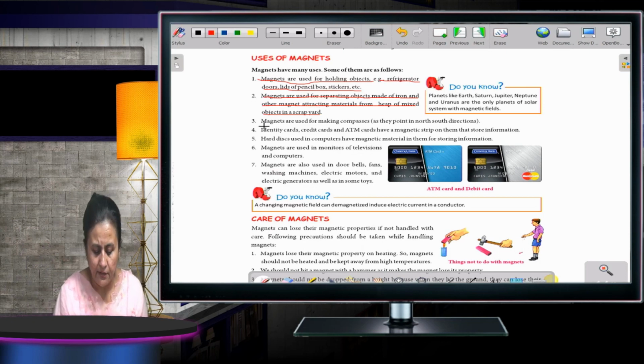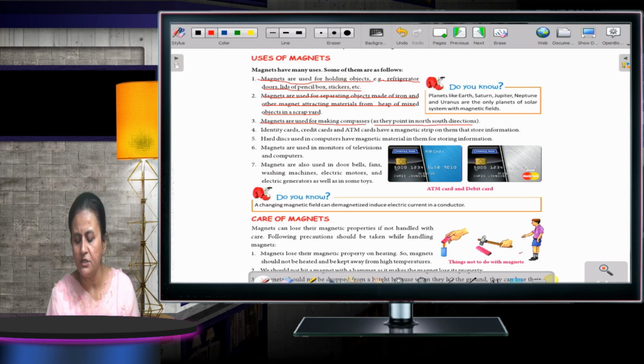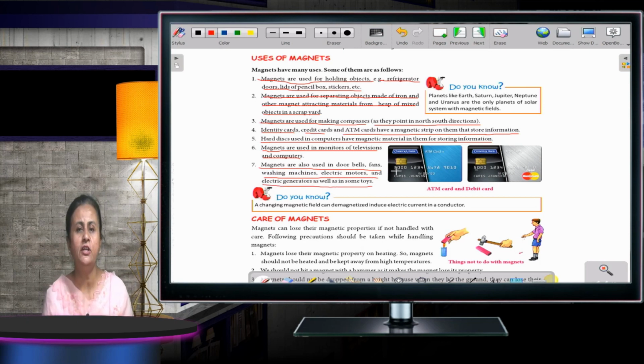Then the third one is magnets are used for making compasses as they point in north and south direction. Identity cards, credit cards and ATM cards have a magnetic strip on them that stores information. Hard disks used in computers have magnetic material in them for storing information. Then magnets are used in monitors of television and computers. And the last one is magnets are also used in doorbells, fans, washing machines, electric motors and electric generators as well as in some toys. So, we have finished with uses of magnet.